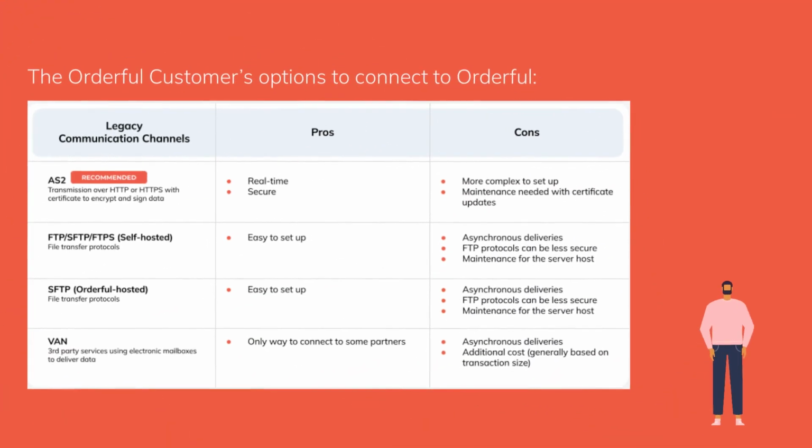Our customers have multiple options to connect to Orderful. AS2 is recommended. AS2 transmissions occur over HTTP or HTTPS with a certificate used to encrypt and sign data. The pros of this communication channel are that it is secure and in real time. However, the downside of AS2 is that it is more complex to set up and maintenance is needed with certificate updates.